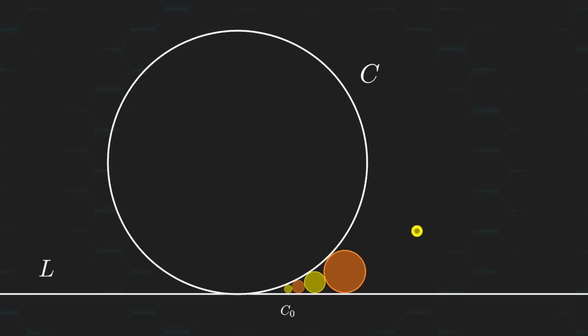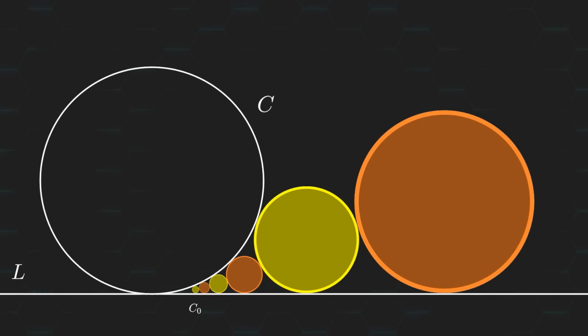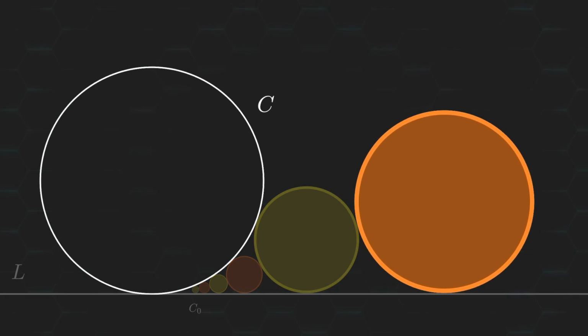Meaning, how many circles will we be able to add before the next circle can no longer touch both the line L and the circle C?